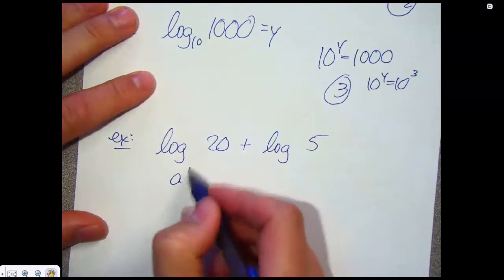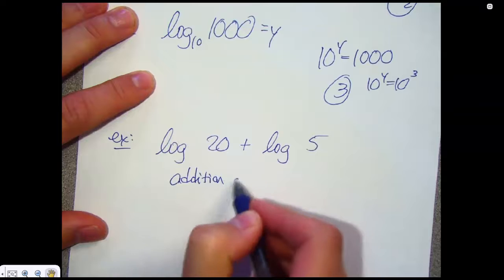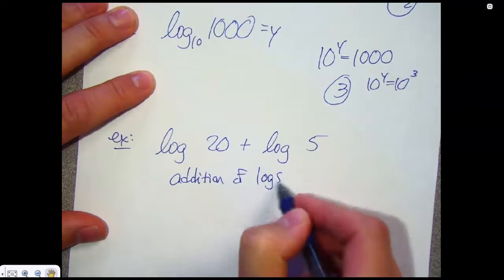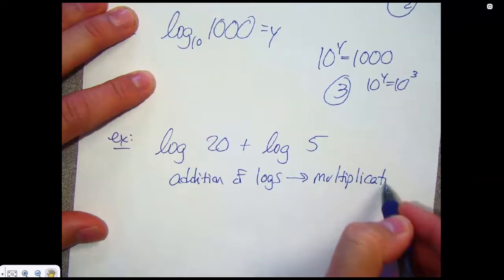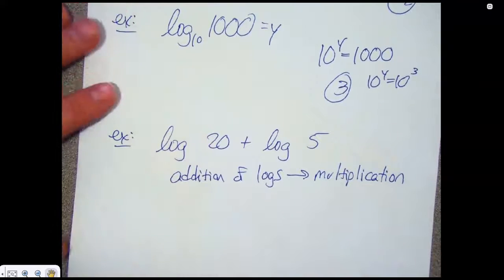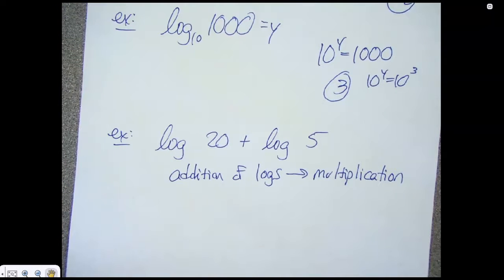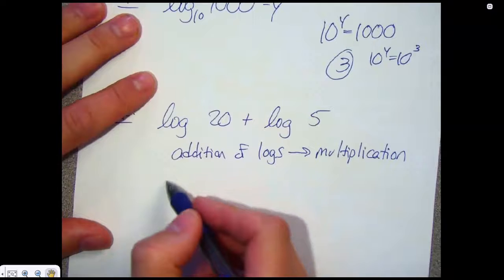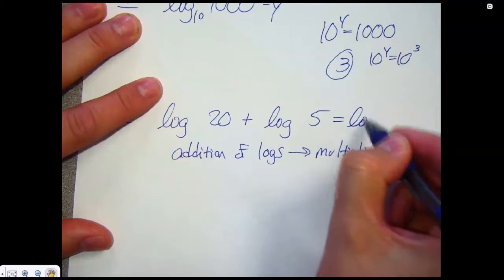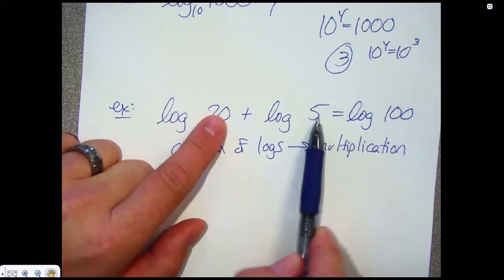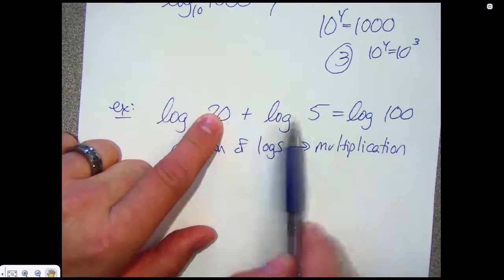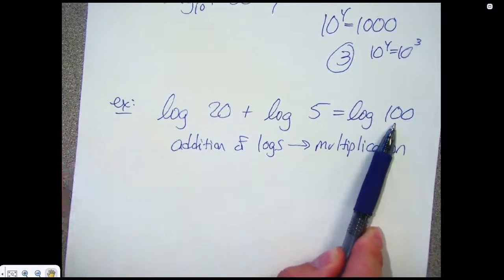But addition of logs combines to be multiplication. The reason for that is when you're multiplying bases, you add the powers, if you want to get into why that works. But this would turn into log of 100. So when I'm adding up two logs, I can multiply the two numbers that are being logged, and then log them up.